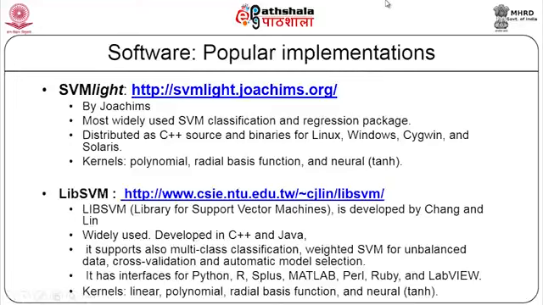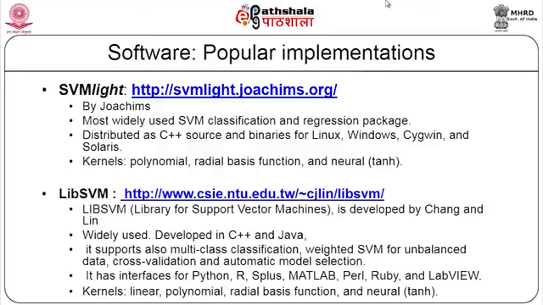And libSVM is another implementation available. It is a library for support vector machines developed by Chang and Lin. It is widely used and developed in C++ and Java. It supports multi-class classification also, and weighted SVM for unbalanced data, for example, where you have fewer positive samples compared to negative samples, and it allows cross validation and also automatic model selection. So, it is a little more sophisticated than SVM Lite, and it has interfaces for Python, R, which is a data mining and machine learning tool, plus MATLAB, Perl, Ruby, LabVIEW.